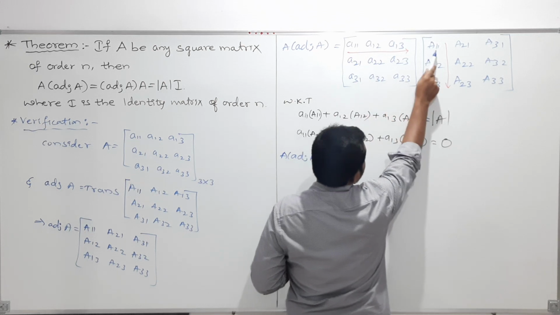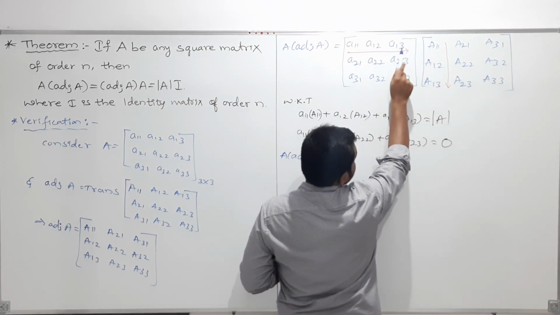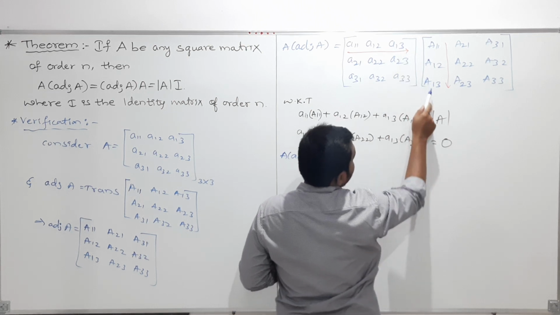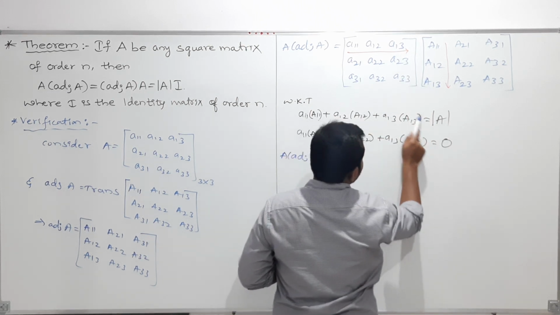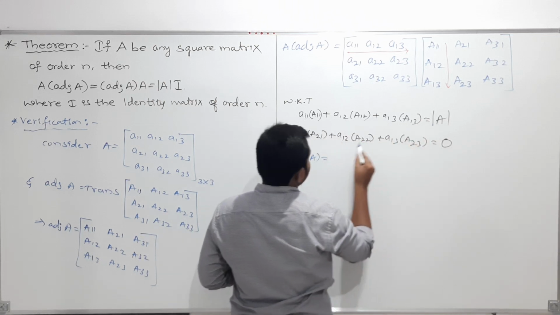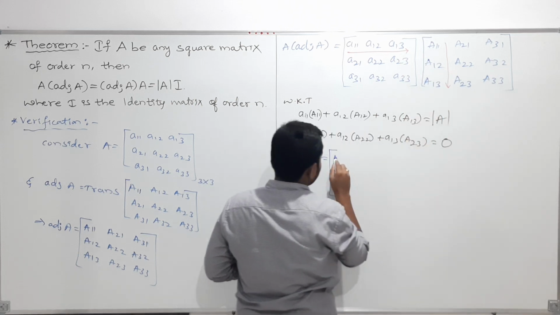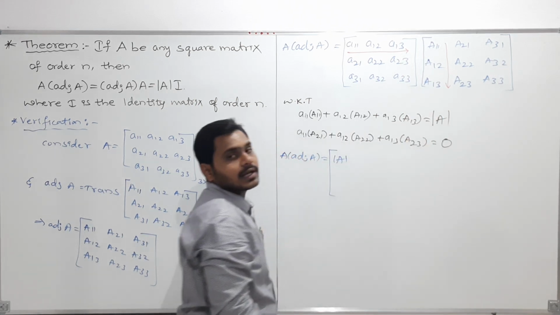So a11 into A11 plus a12 into A12, this subscript and this subscript are the same, this element and this element, a13 into A13. It means you are getting this only. If you get this, what is the value of this? This value is equal to determinant of A. So therefore, first row first column gives us the determinant of A.